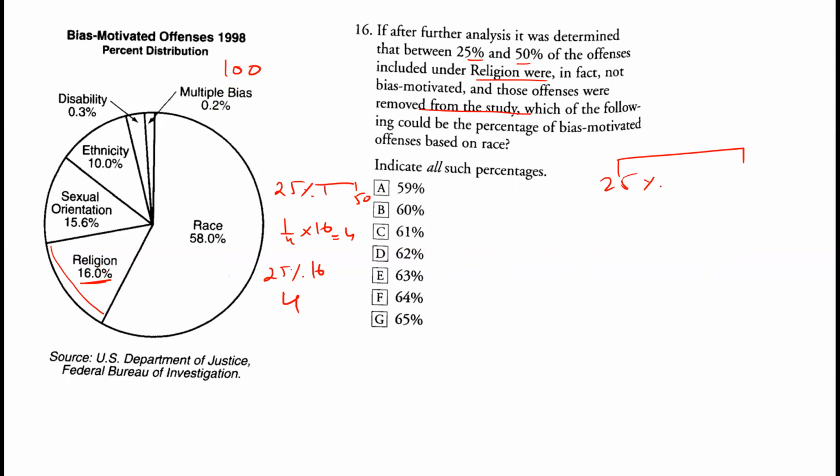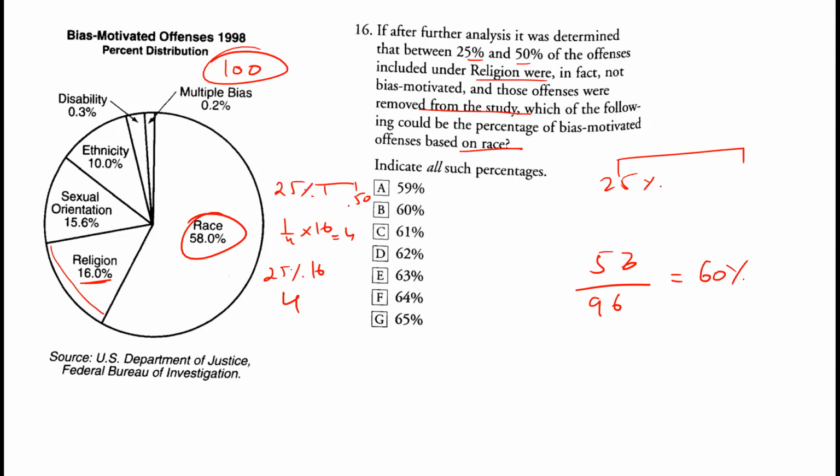So we now deduct 4 from it. And we need to find out which of the following could be the percentage of bias motivated offenses based on race. So the race number remains the same, 58. Now we are removing 4 from the total offenses. So the total offenses that remain would be 96. 100 minus 4 is 96. So 58 divided by 96 is approximately 60%.